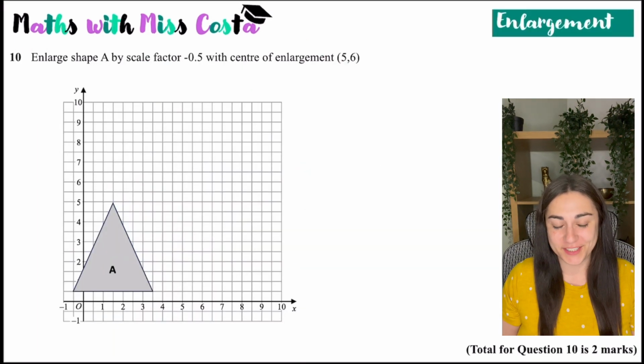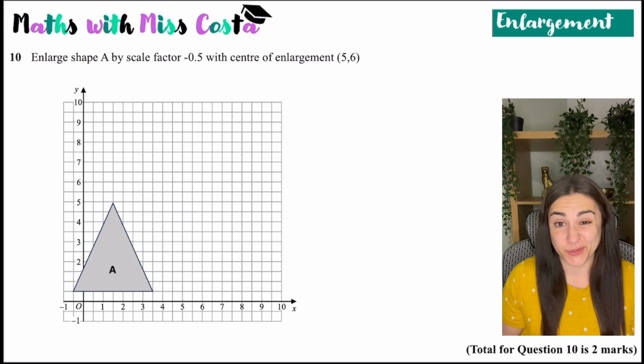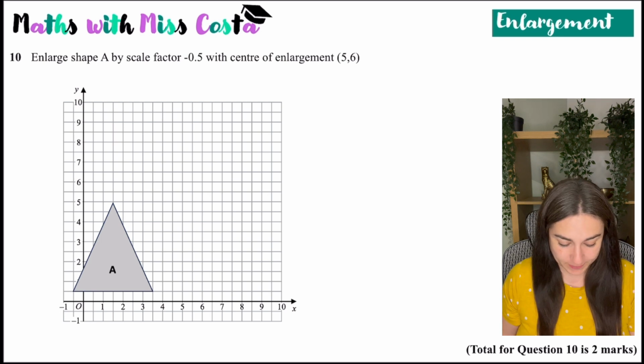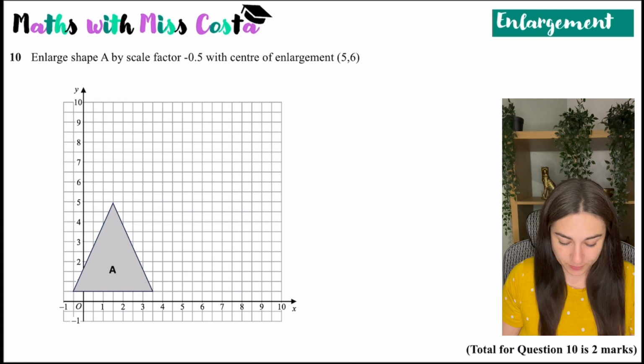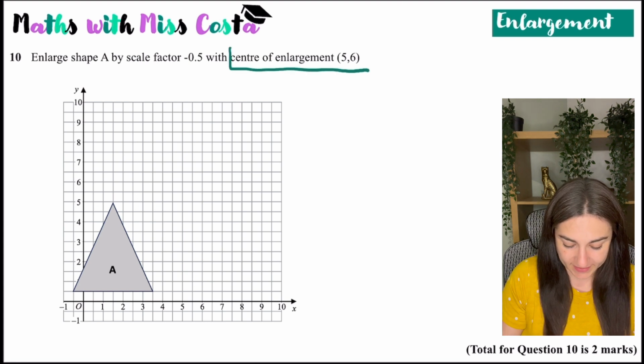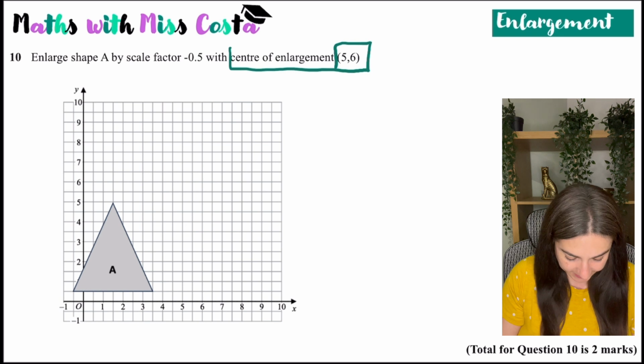Okay, so here we've got a question where we're dealing with a negative scale factor and a fractional scale factor, although it's written as a decimal. So the difference between a negative and a normal scale factor, first let's plot the center of enlargement and it will make more sense. So the center of enlargement is 5, 6. So 5, 6 is over here.